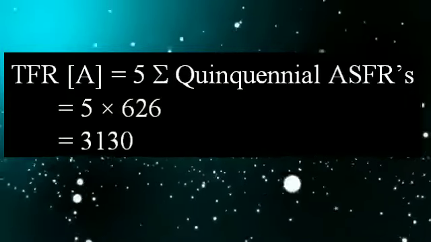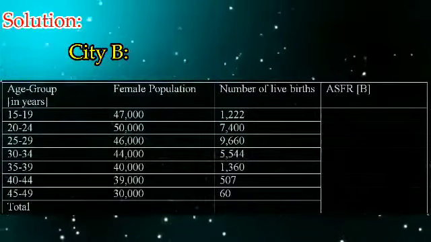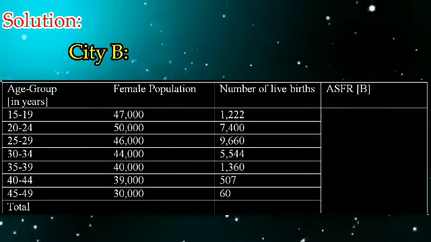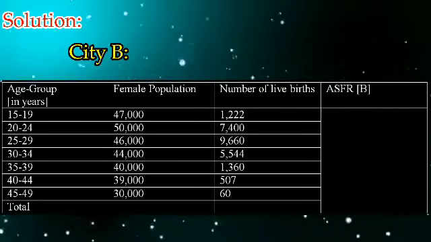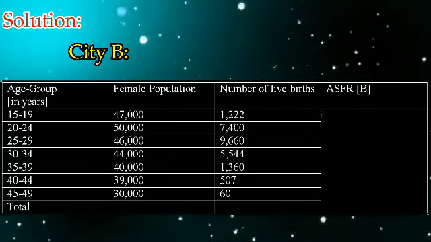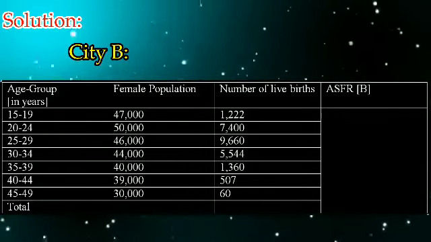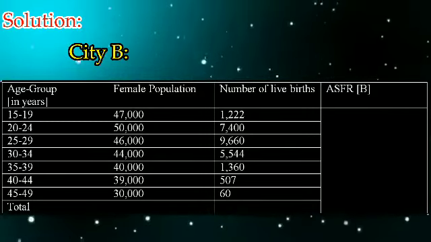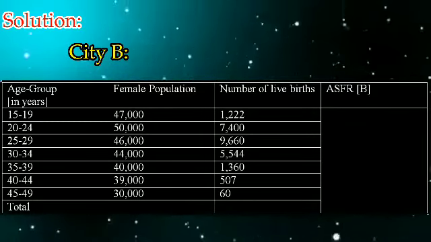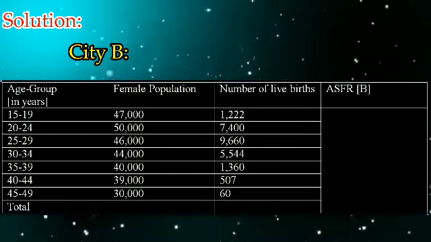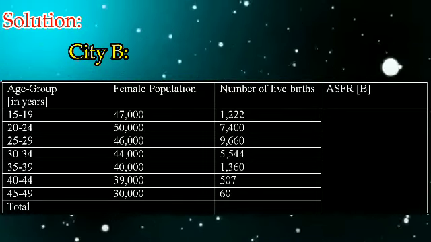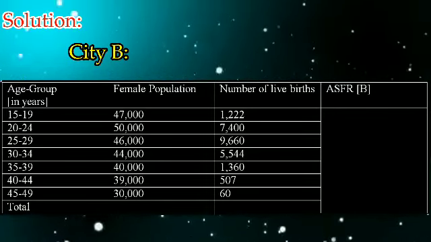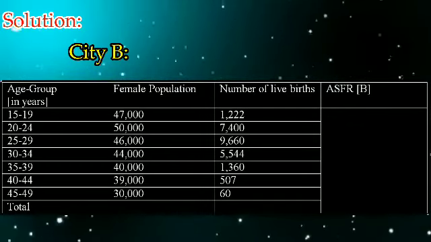Similarly, draw one more table for the second population. So take side heading as city B. Now draw one more table. Consider age groups which are given in the question. Consider female population for city B, which is 47,000, 50,000 and so on. Consider number of live births for city B, which is 1222, 7400 and so on. And then include one more column to find all the ASFR values for city B. So consider it as ASFR of B.